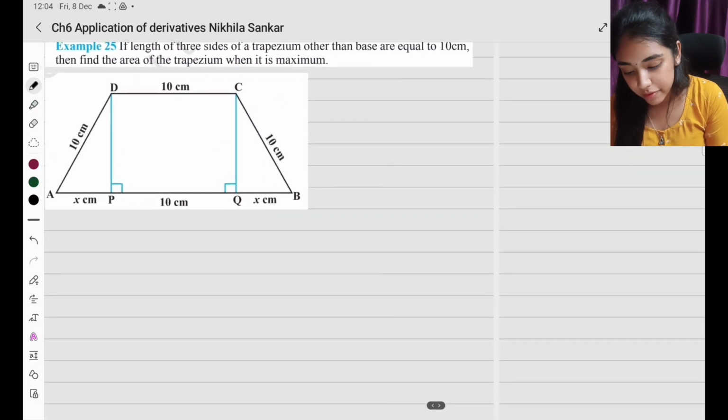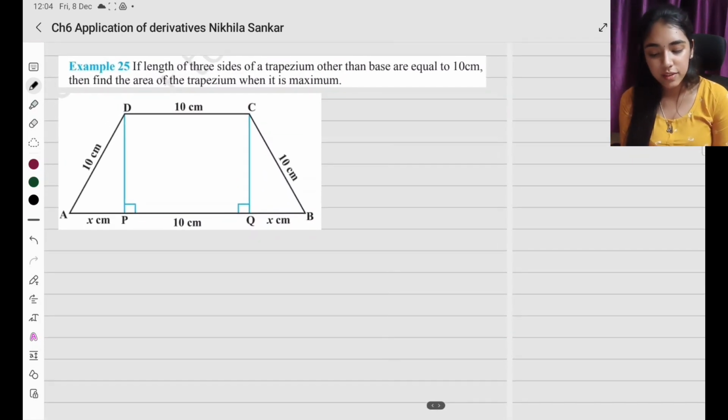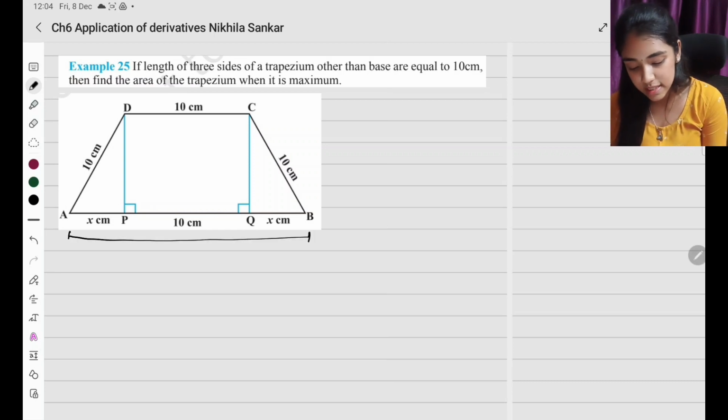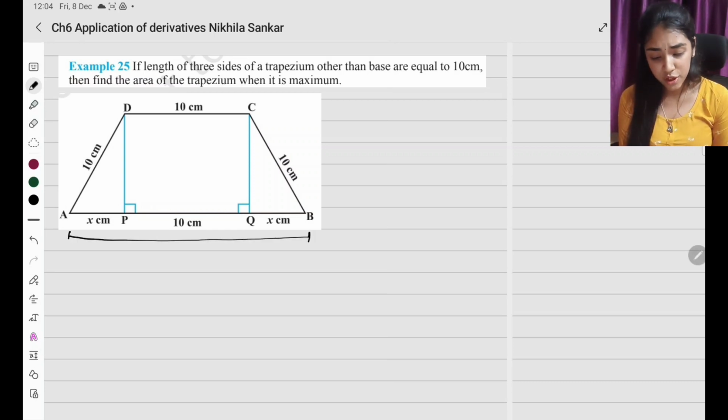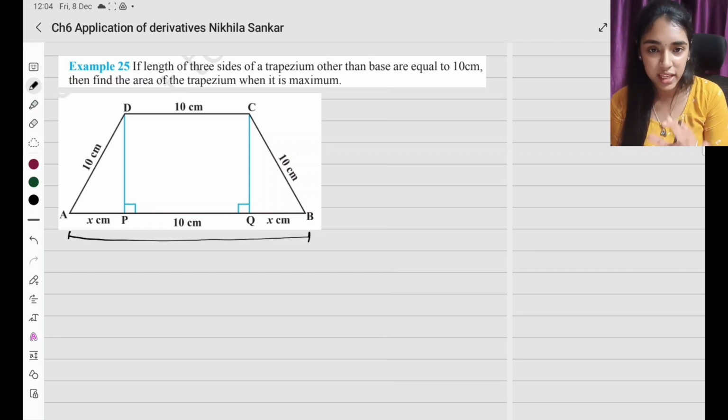Example 25. If the lengths of the three sides of the trapezium other than the base are equal, and the base is the long one, so everything is going to be 10 centimeters. Find the area of the trapezium that is going to be maximum. So find the area equation and differentiate. That is going to be the maximum.